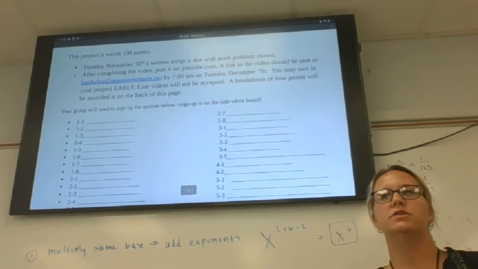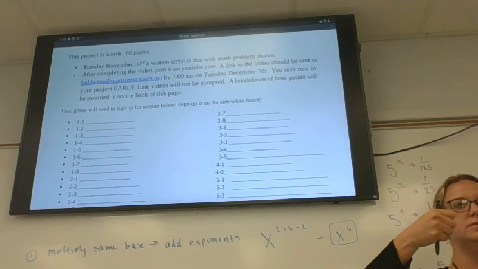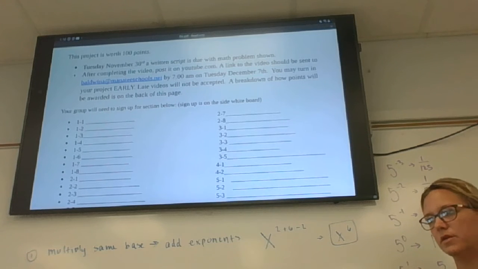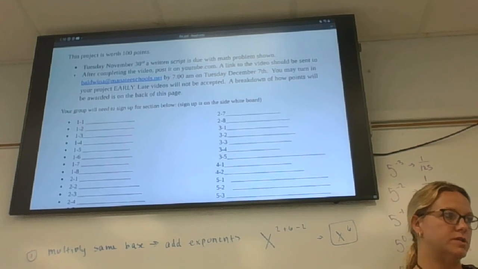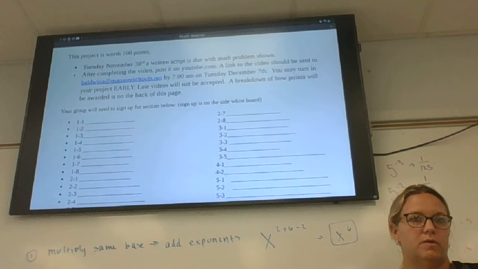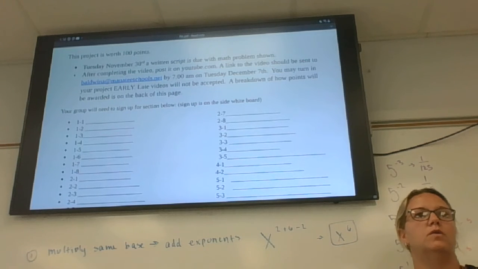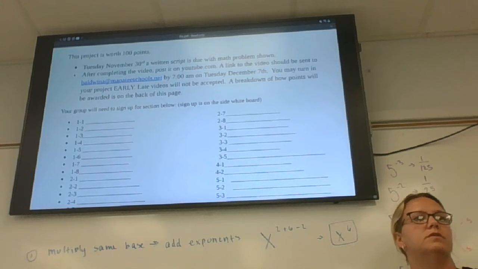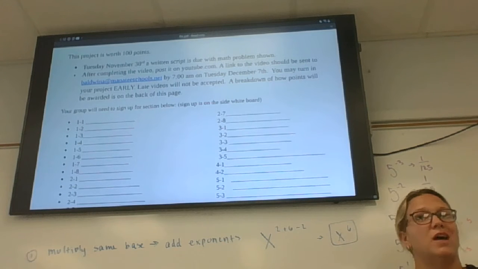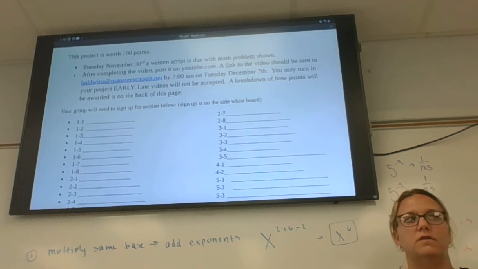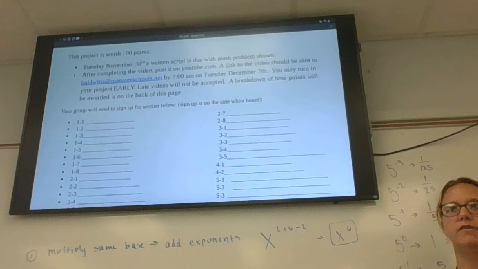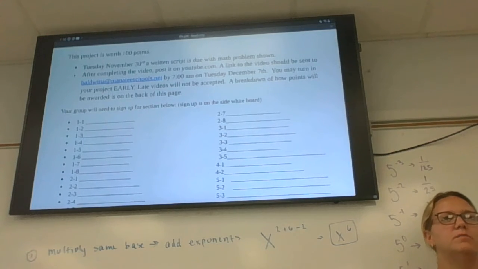So on Tuesday, November 30th, you need to hand me a piece of paper that has the names of the people in the group and the math problem you're going to explain. I didn't used to require this, but I found that students were getting overwhelmed when it was time to do it. So when you turn that in to me, I'll check it. I'll make sure that it makes sense, that you've done the math right, and that you're prepared for the video. And then your video is due on Tuesday, December 7th, so you have to email me a link.